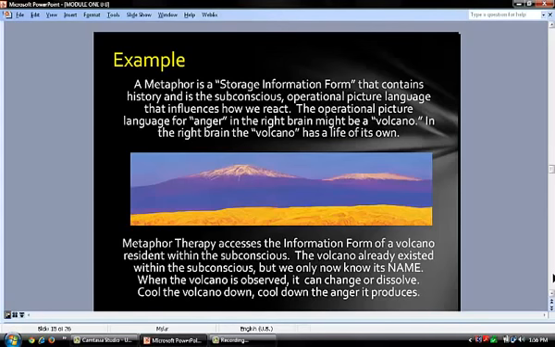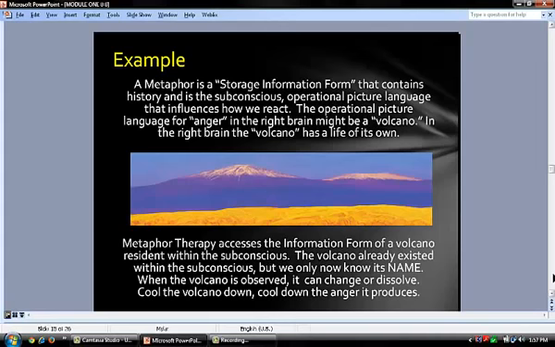And space is a very appropriate word to use because we want to locate the space where our information is coming from. For example, say we have an unwanted feeling of anger. We want to first locate where that feeling is. Say it's in the chest. What's it like in the chest? Like a volcano. The volcano is the metaphor.